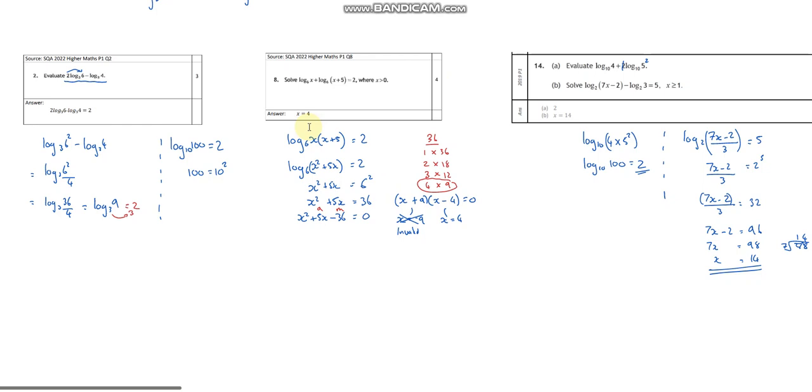So yeah, good luck with it. And I would try and go with the logs. I know it looks odd, and it's not a natural way of thinking, but there are some really good marks to be had. So yeah, hope that's helpful.